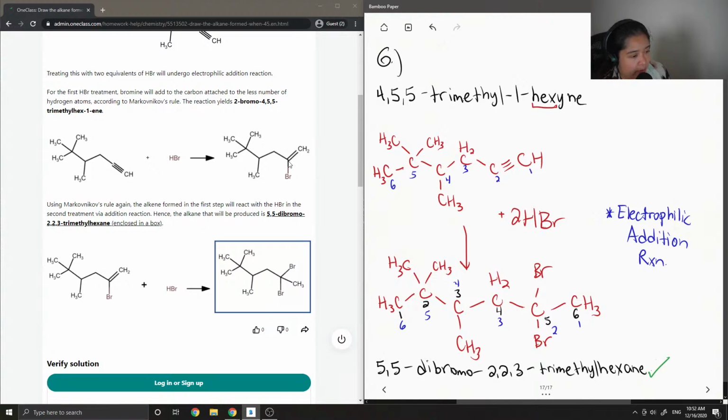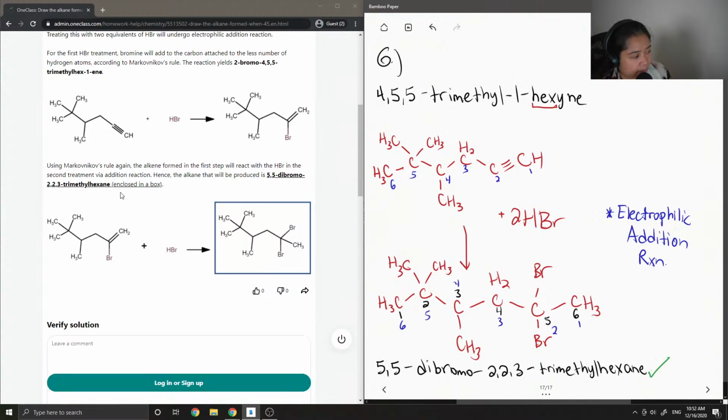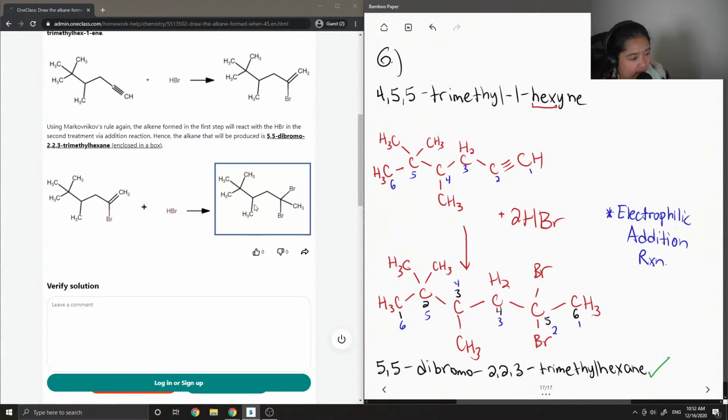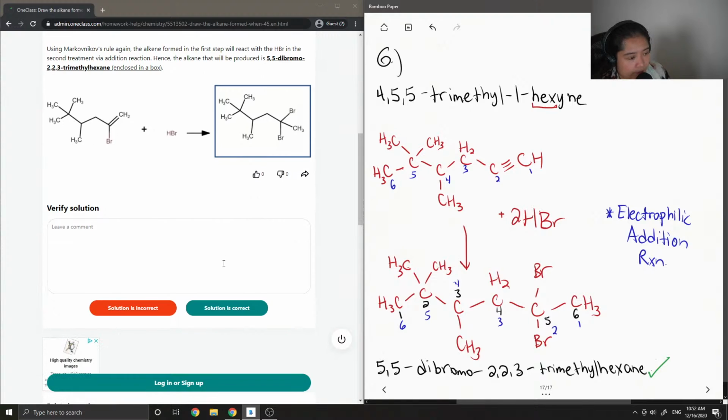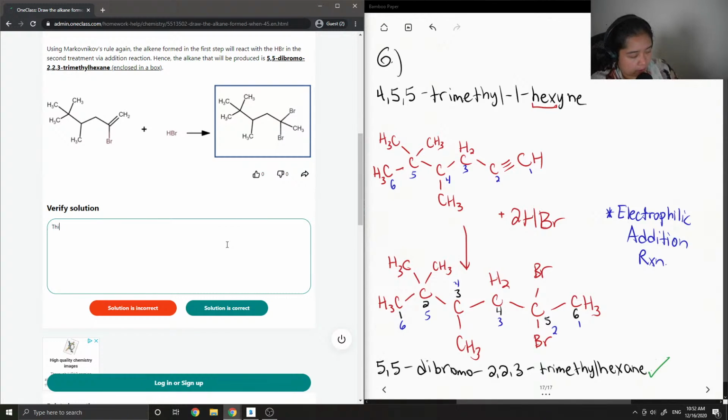They show what it would look like. And then, using Markovnikov's rule again, the alkene formed in the first step will react with the HBr in the second treatment via an addition reaction. Hence, the alkane that will be produced is 5,5-dibromo-2,2,3-trimethylhexane. Yep, so this solution is correct.